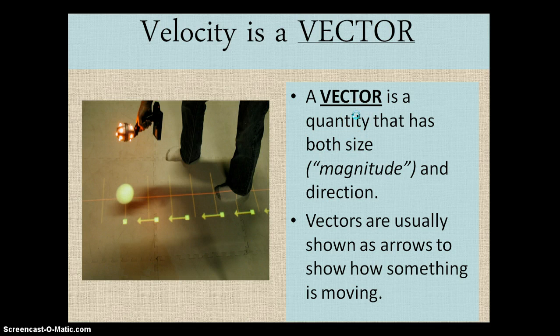Velocity is also a vector. You might have heard this word vector in math. A vector is any quantity that has both size, and scientifically we say magnitude for size, and direction. Vectors are usually shown as arrows to show how something is moving. So for example, in this picture, there's a light moving to the left. And these little vector arrows show that it's going to the left, and that shows you that it has a direction.